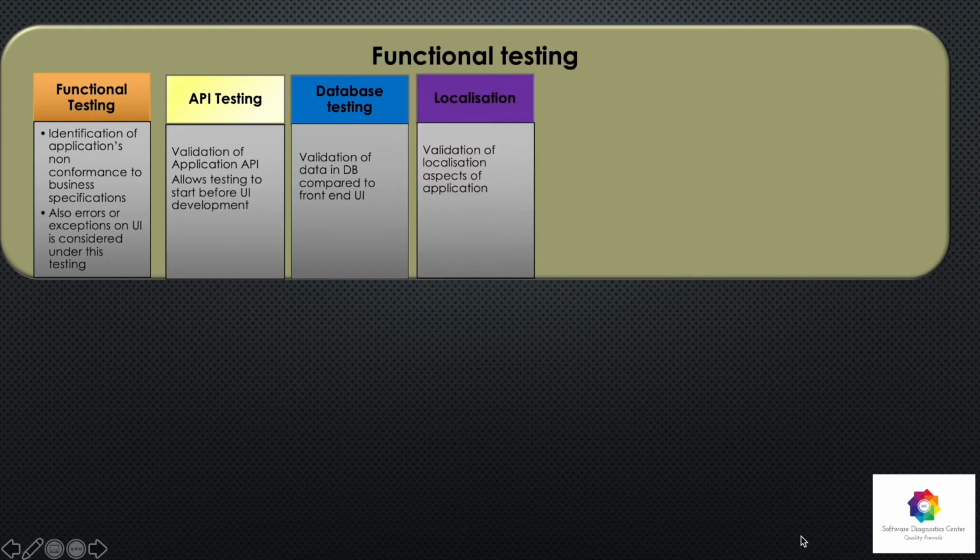Next type is localization testing. It validates the localization aspects of the application. Generally, web applications are used across the globe, right? So we need to have the proper language settings, proper time zone, or if time is shown, proper time should be shown, and also in the database, the correct timestamp should be entered corresponding to the various user actions. Also, currency related aspects are taken into account as per the country or geographical location.